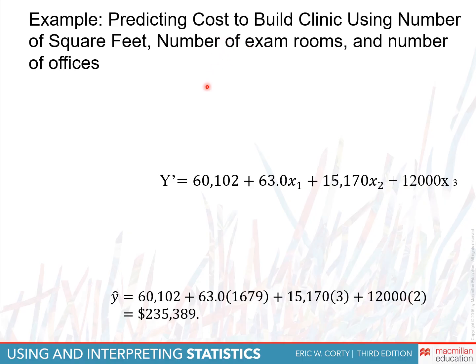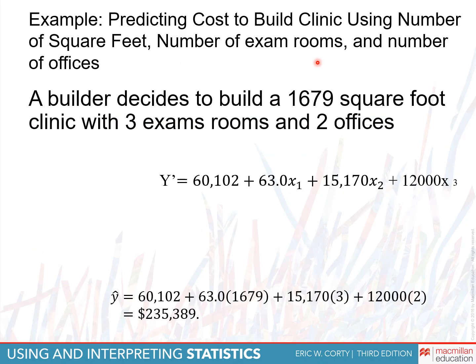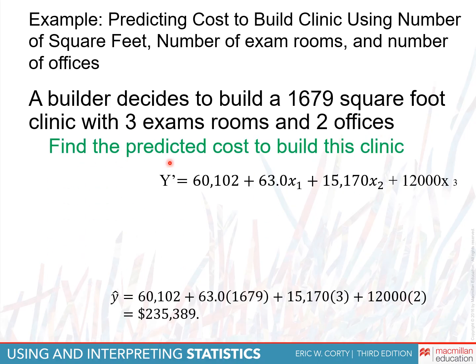Let's say we have data on the number of square feet, the number of exam rooms, and the number of offices. So let's say we have a builder who decides to build a clinic that's 1,679 square feet. It has 3 exam rooms and 2 offices. Our goal is to find the predicted cost to build this clinic. We have our regression equation, y prime equals 60,102 plus 63 times x1 plus 15,170 times x2 plus 12,000 x3. What we're going to do is substitute in the values for x1, x2, and x3 to come up with our cost.